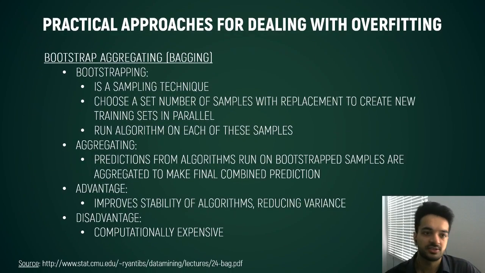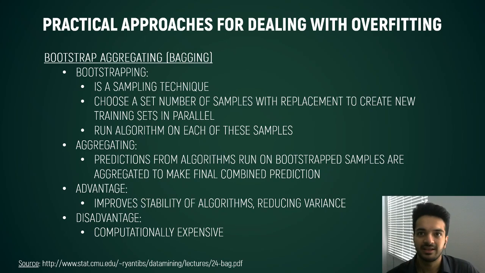And another way to deal with overfitting is through bootstrap aggregating, or bagging. Bootstrapping is a sampling technique. You choose a set number of samples with replacement to create new training sets in parallel. You're generating more data, almost. And then you run the algorithm on each of these samples, and the predictions from all these algorithms run on these training sets are aggregated to make a final combined prediction.